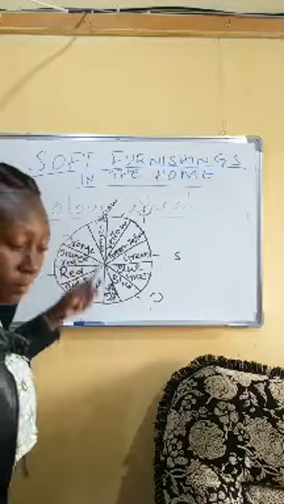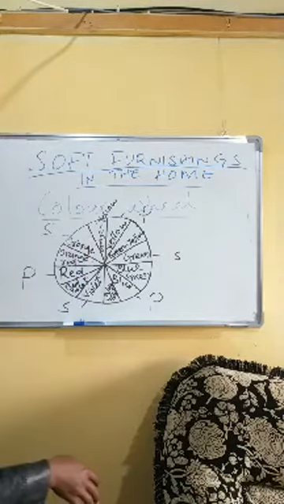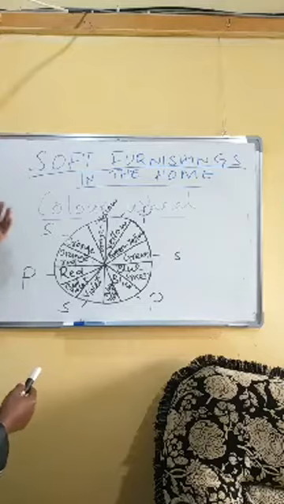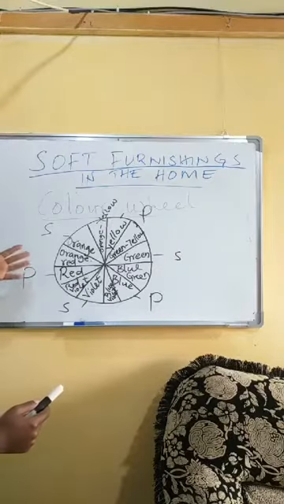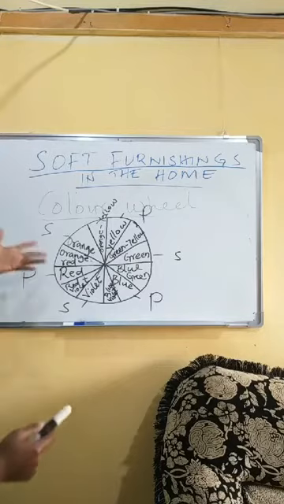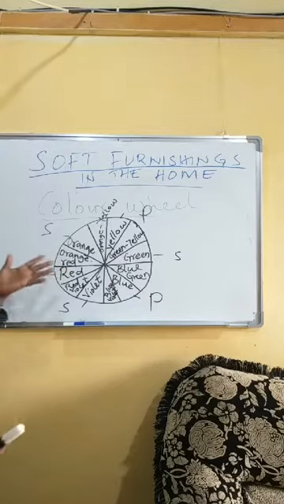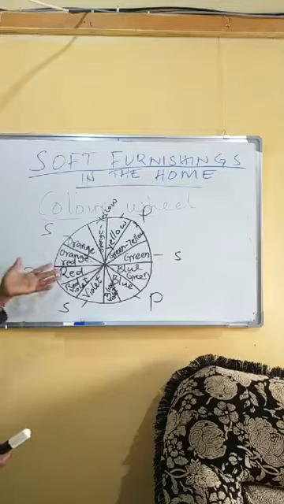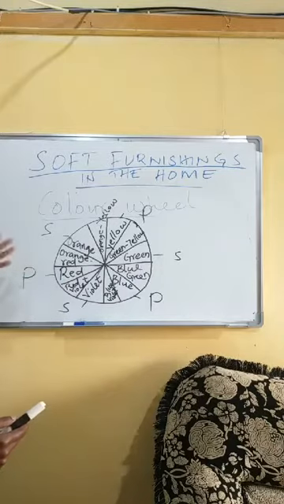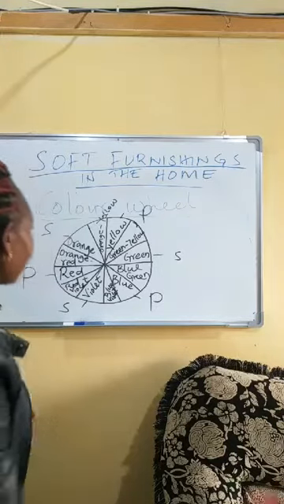Okay, so you have your color wheel. Now, the importance of this color wheel is not just to show you the relationship. It is also a guide in combining colors so as to select or come up with a color scheme. So what is a color scheme?